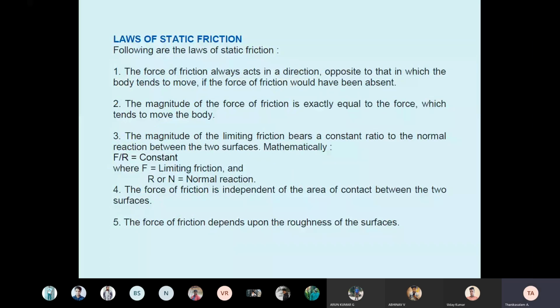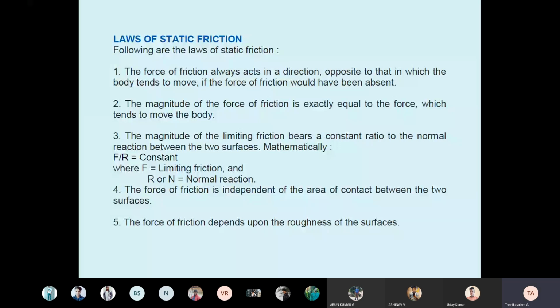When we discuss the law of static friction, the friction force always acts in a direction opposite to that in which the body tends to move. Then the magnitude of the force of friction is exactly equal to the force which tends to move the body. If the body has not started, at that time the applied force equals the friction force. That is the meaning of the second point.